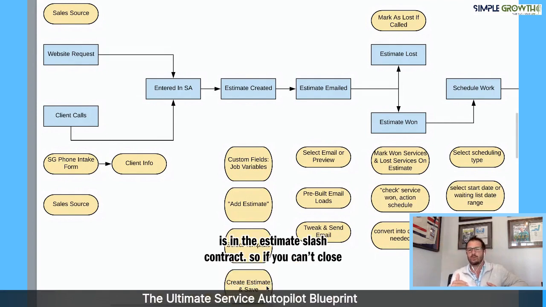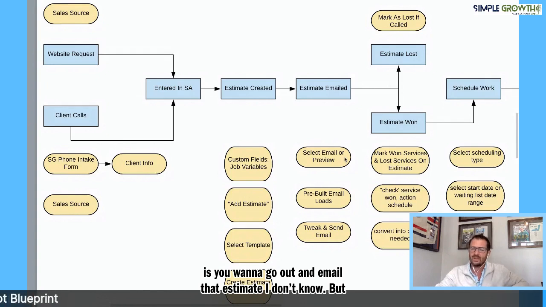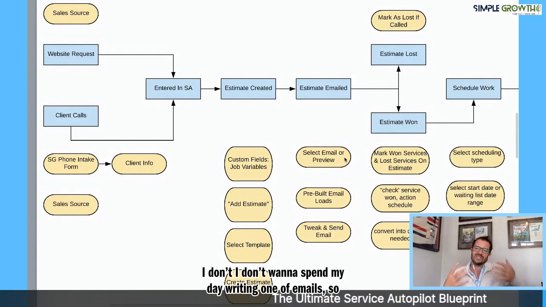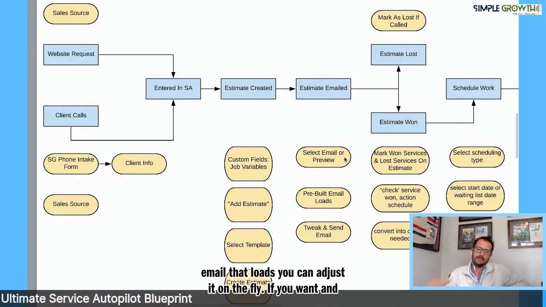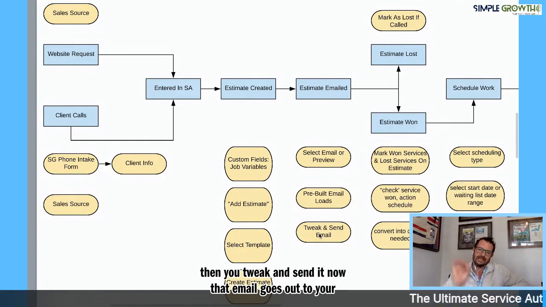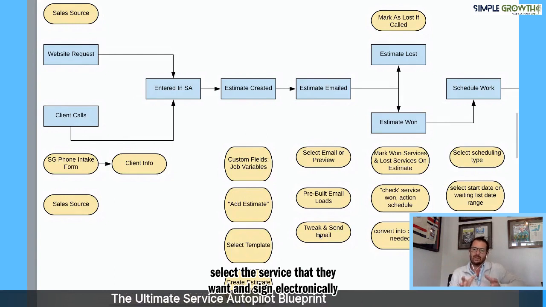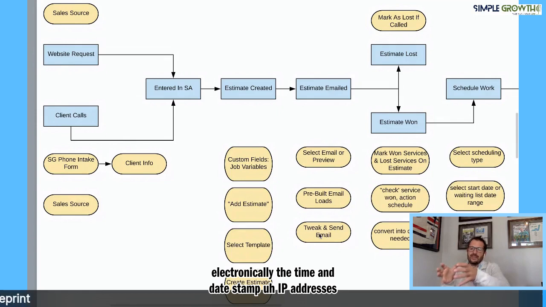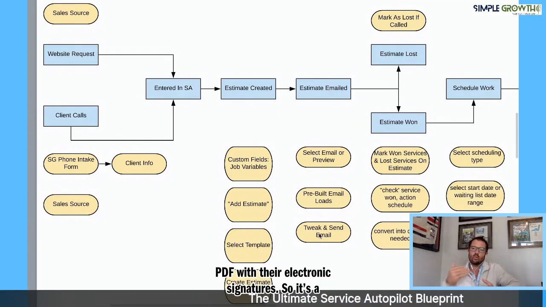So if you can't close them in person or over the phone, next thing we want to do is go out and email that estimate. I don't know about you, but I don't want to spend my day writing one-off emails. So what we do is have a standardized pre-templated email that loads. You can adjust it on the fly if you want, and then you tweak and send it. Now that email goes out to your customer. They can click on it, select the services they want, and sign electronically. And then when they sign electronically, the time and date stamped IP address is there, and you have a printable PDF with their electronic signature. So it's a streamlined workflow.